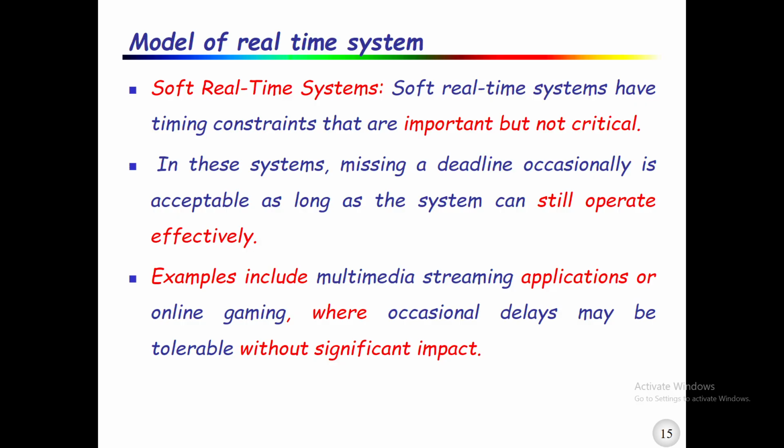And the second model is the soft real-time system. Soft real-time systems have timing constraints that are very important but not crucial. Here we have a certain amount of tolerance. Even if the deadline is very important, missing the deadline does not cause serious problems as in the hard real-time system. Missing deadlines occasionally is to some extent acceptable, as long as the system still operates. Examples include multimedia streaming applications and online gaming, where occasional delay may be tolerable without significant impact.